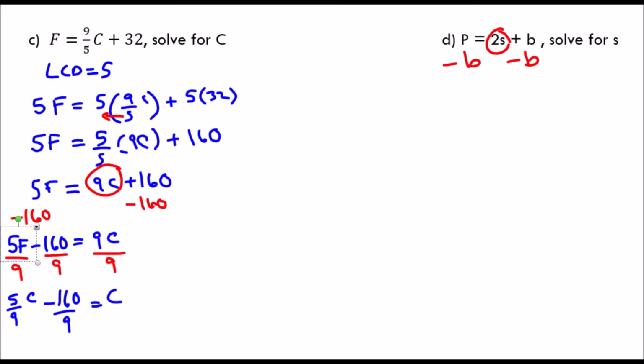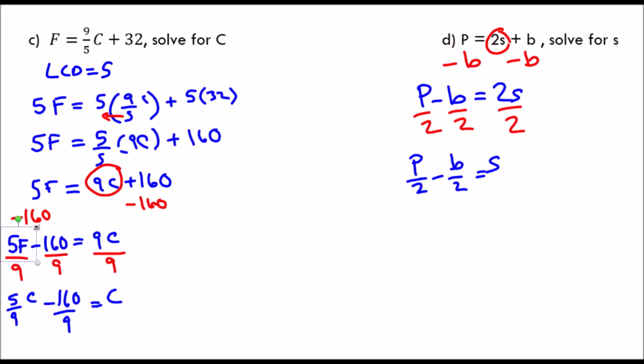All right, so here I'm going to have P minus B is equal to 2S. And then of course I divide everything by 2. Divide this by 2, divide this by 2, and divide this by 2. And so I get here P over 2 minus B over 2 is equal to S. And I'm done. There it is.